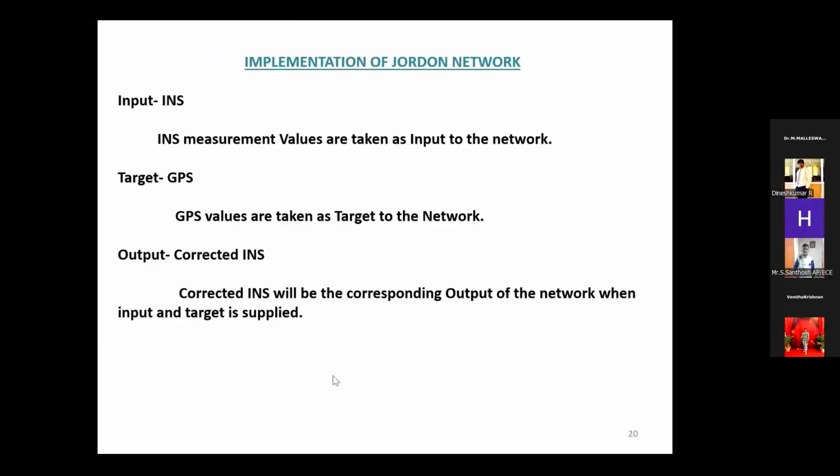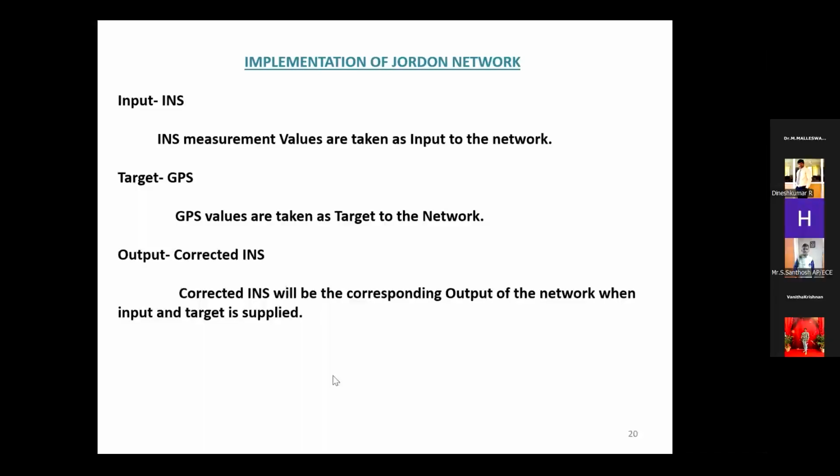Right. Now, how is the implementation carried out in Jordan networks? See, the input values which you are going to give as the input node values are nothing but the INS measurement values. They are taken as the input of your neural network. The target values we are going to consider as the GPS values. The output of your neural network is called the corrected INS values. The corrected INS value will be the corresponding output of the network when the input and target are supplied.